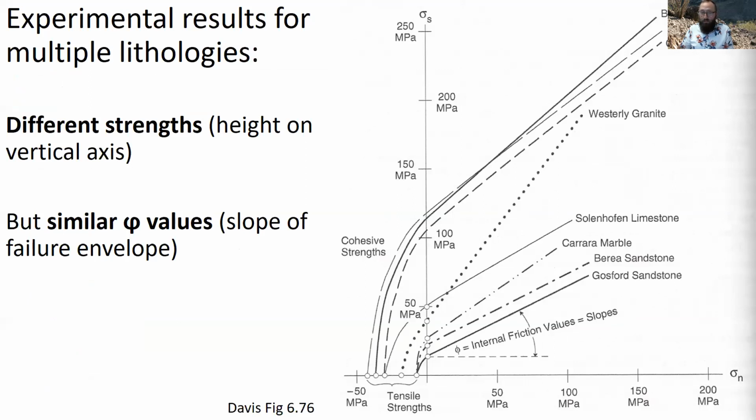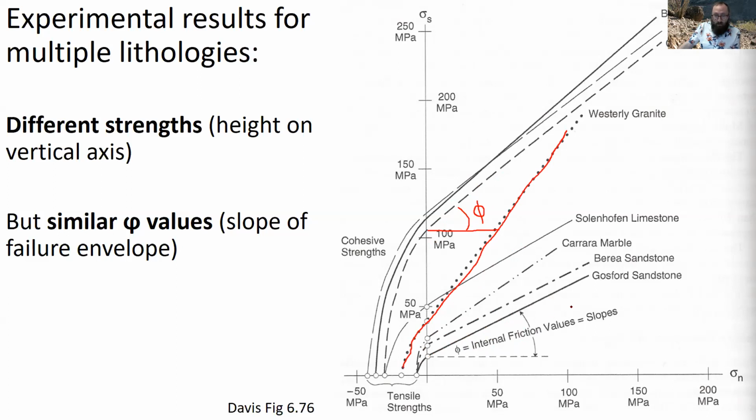Okay, and so from numerous experiments, which are shown up here, we see that it's been demonstrated that phi, which is this angle here, is the slope of this line, the internal angle of friction, and it's almost universally the same regardless of lithology. You can see that this particular rock type here has a much steeper phi, but for the most part, all of these phis have pretty much the same slope.